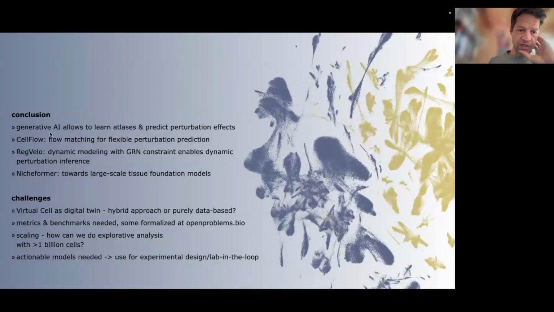So to summarize, I showed a bit about how to learn atlases. I presented CellFlow and Velo, as well as, shortly, Nicheformer. So the database, the hybrid model, and then the transformer-based ones. There are various trade-offs. I think scaling is going to be exciting, and we want to be able to act upon it.